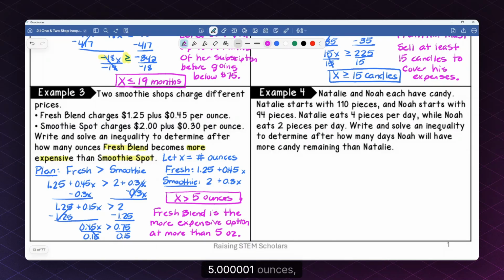So at 5.000001 ounces, it is your cheaper option. And if you went and got a bigger one, 10 ounces, it's your cheaper option. 15 is your cheaper option. But if you wanted a really tiny one, like say at 3 ounces, Smoothie Spot is your best option.